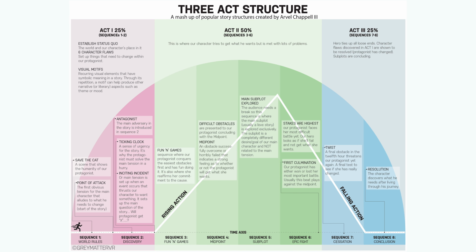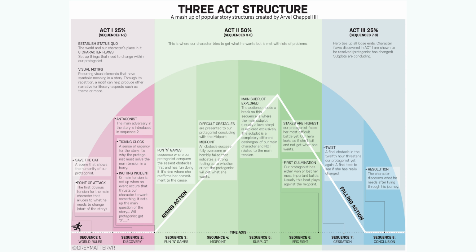I made this chart about 10 years ago to help me keep track of all the different publications on story structure there are out there, and there are many. So I put the ones that I like the most onto this chart. The ones that I like the most came from my education from USC Film School. So I used the 8-sequence structure. I also used Save the Cat, and those were like the two popular ones I put on this chart.